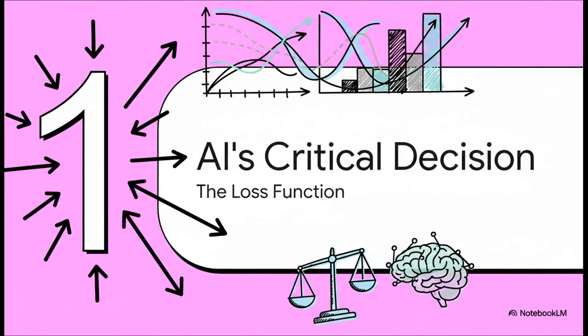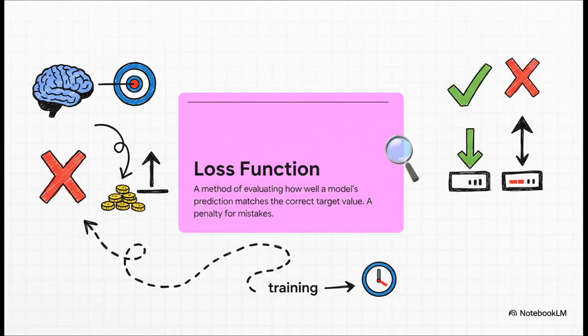So first things first, we got to frame this the right way. This isn't just some technical box-ticking exercise. Choosing a loss function is probably the most foundational, most critical decision you'll make about your model's entire point of view. So what is it really?